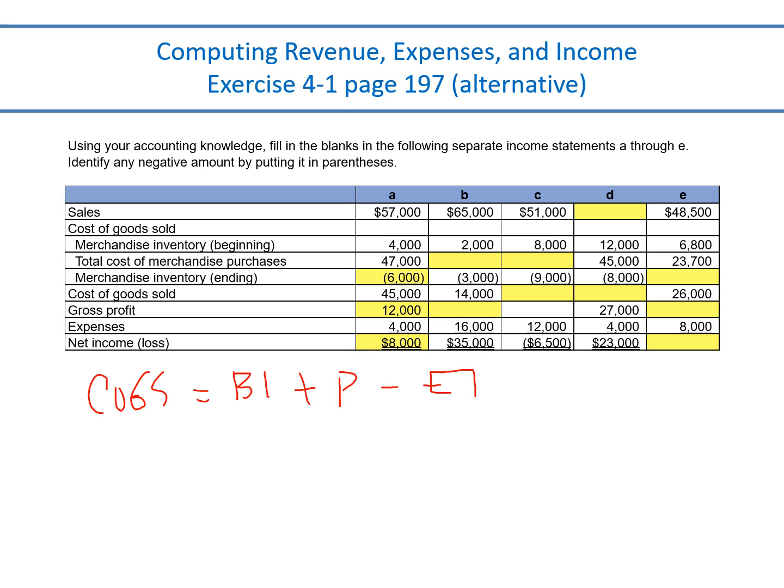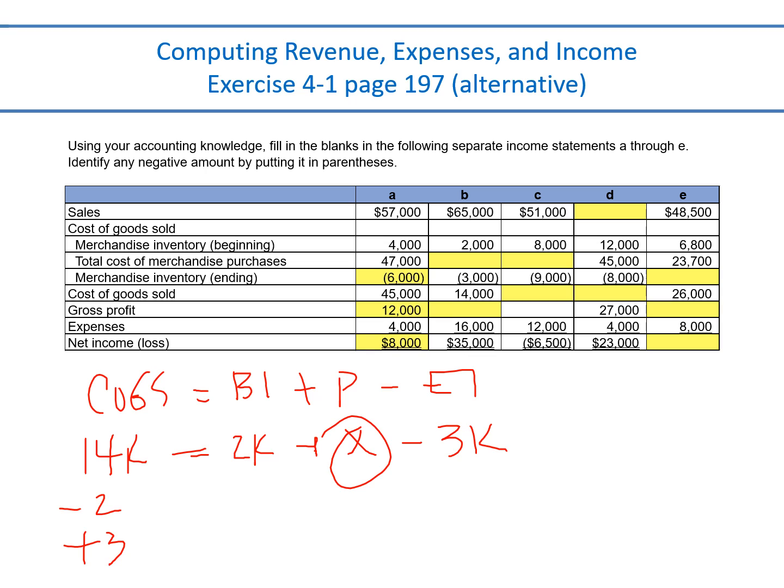And letter B, we have cost of goods sold of 14,000 equals beginning inventory of 2,000 plus purchases of X minus 3,000 of ending inventory. You subtract 2 and add 3 to both sides. You'll solve for X. 14,000 minus 2,000 plus 3,000 is 15. We have 65,000 of sales less cost of goods sold of 14. It's gross profit of 51.